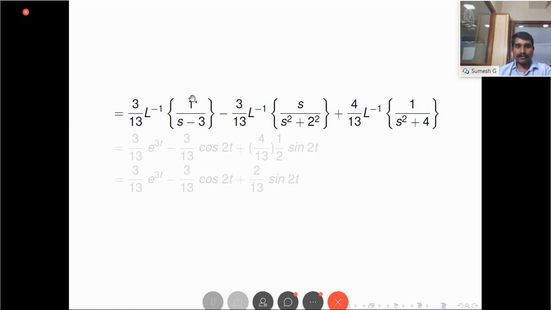3 by 13 into inverse of 1 by s minus 3, minus 3 by 13 into L inverse of s by s square plus 2 square, plus 4 by 13 into L inverse of 1 by s square plus 2 square. Inverse of 1 by s minus 3 is e raised to 3t. Inverse of s by s square plus a square is cos at, and in this case a equal to 2. And for the last term, we have to apply the result inverse of 1 by s square plus a square is 1 by a sin at.